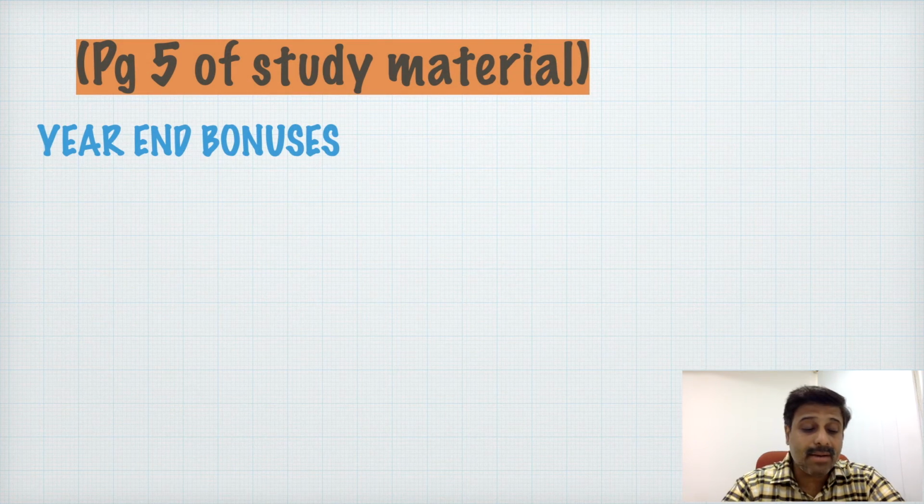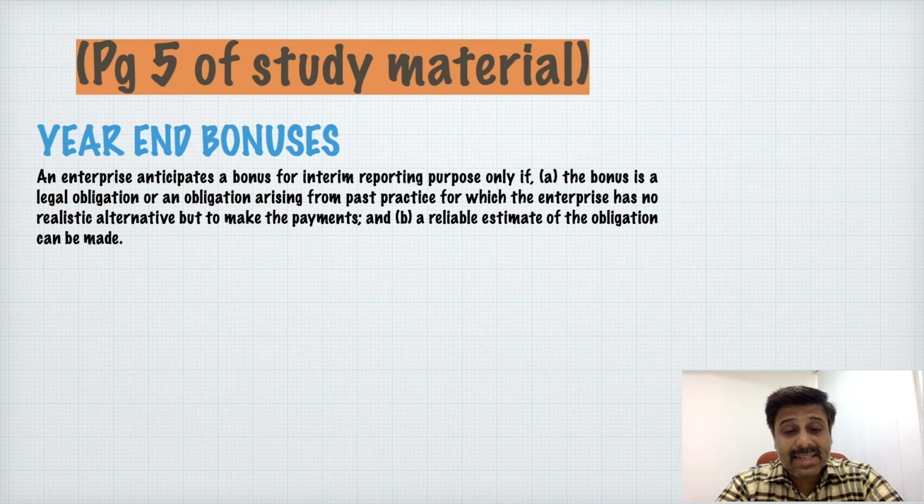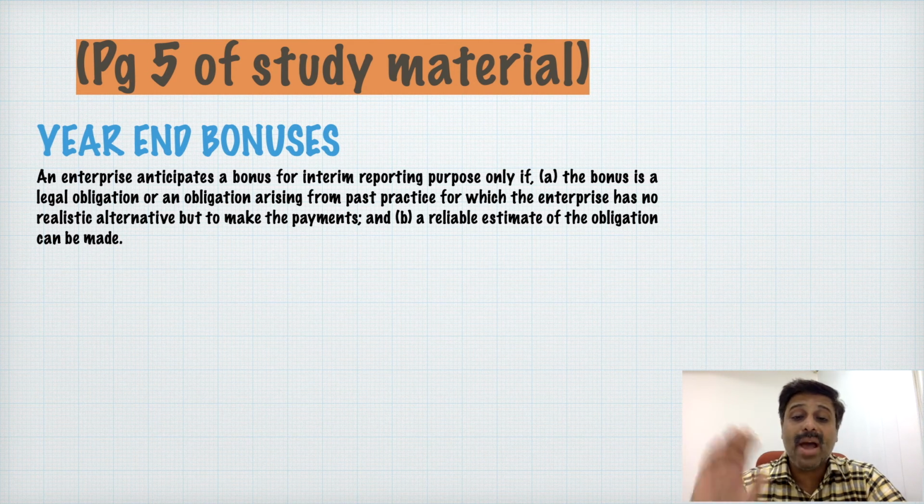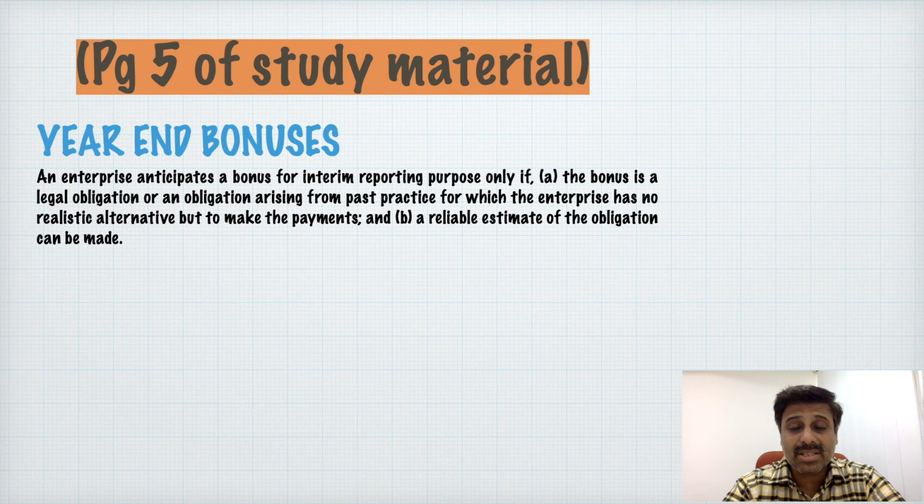Year-end bonuses. Now, an enterprise anticipates a bonus for interim reporting purposes only if, A, the bonus is a legal obligation. Legal obligation means as per the Industrial Disputes Act or the Workers Act, if the bonus has to be paid, it is a legal obligation. So even if we are going to pay the bonus in the month of March, in the first quarter, April, May and June, you have to make a provision for that. Why make a provision? Because it is a determined expense, a 100% sure expense. So in quarter 1, whatever bonus relates to those 3 months will be provided and kept aside.